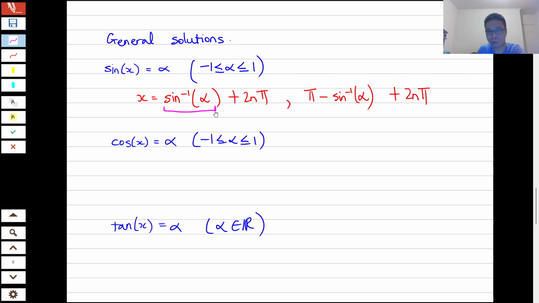Okay, so this is quadrant 1. This is quadrant 2, and if alpha is positive. Same thing for cosine, so we'll do something similar. So we know that cosine is positive in the first quadrant and the fourth quadrant. So the first solution will be inverse cosine of alpha plus 2n pi.